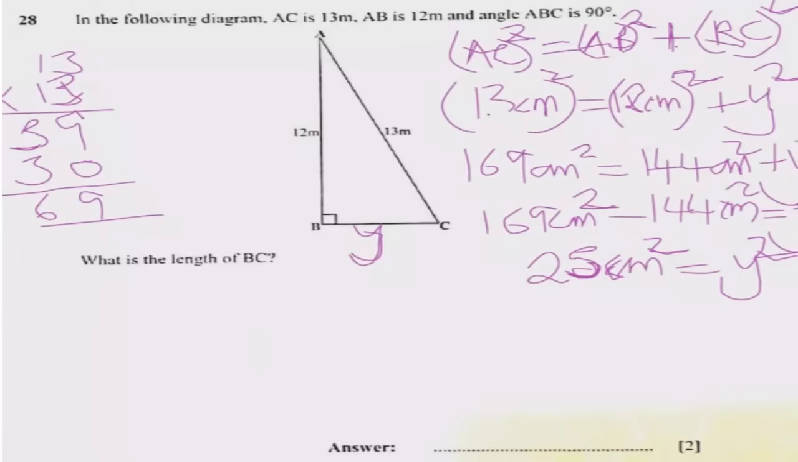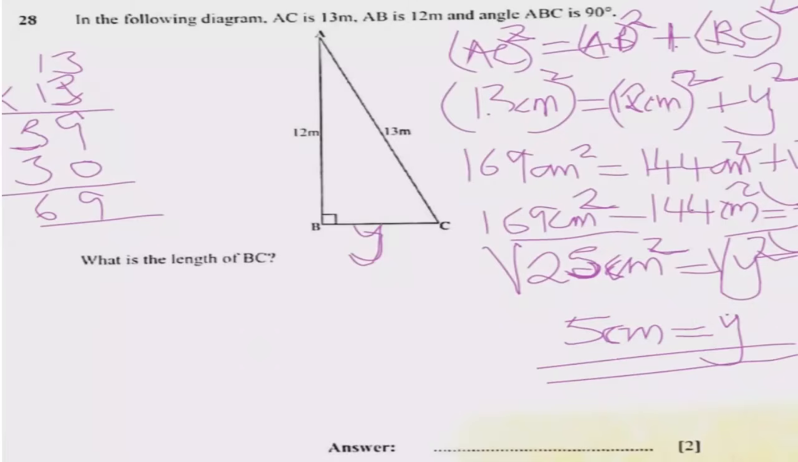So what do we do now? We square root both sides. We find the square root of both terms on both sides of the equal sign. So the square root of 5 centimeter squared is 5 centimeter, which is equal to the square root of y squared, which is y. This is the length of BC. So you can say BC is equal to 5 centimeter. So this is how you go about this question.